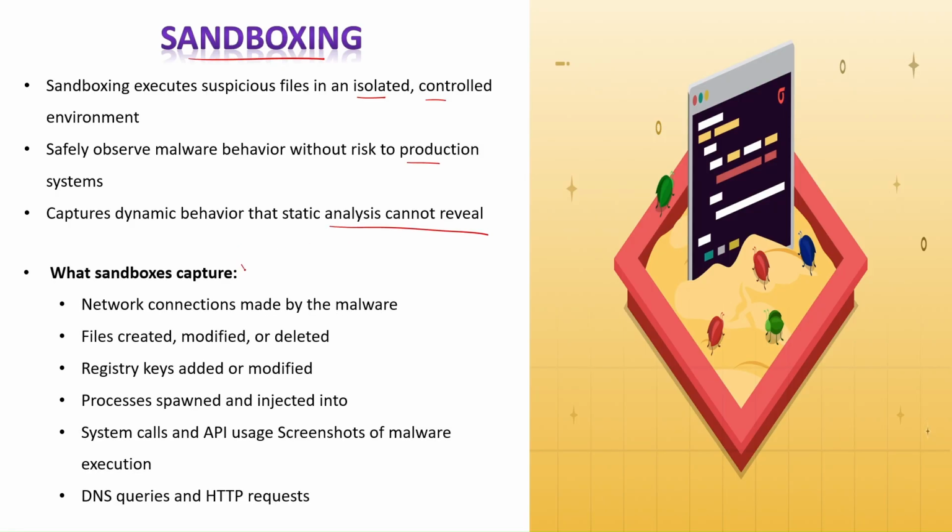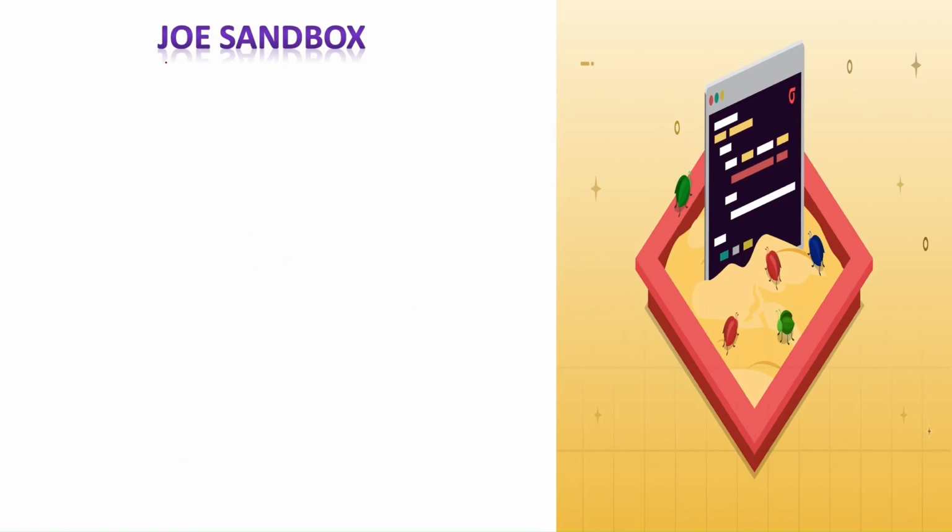What does the sandbox capture? Network connections made by the malware, files created, modified, or deleted, registry keys added or modified, processes spawned and injected into, system calls and API usage, screenshots of malware execution, and DNS queries and HTTP requests. Some sandbox examples, the first one is Joe Sandbox.